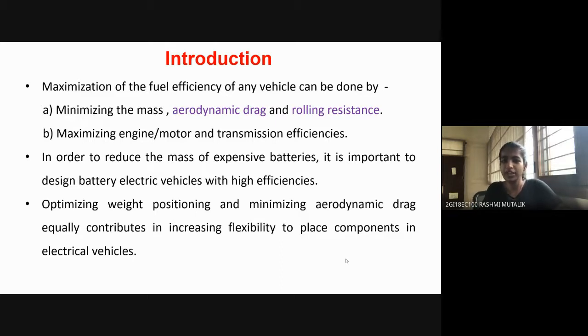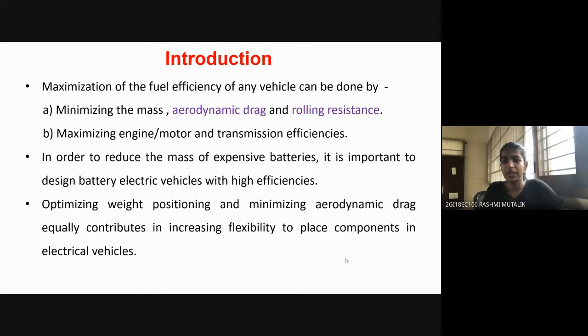The second point is that we can increase the fuel efficiency by maximizing the motor and the transmission efficiencies. We know that in an electric vehicle, the batteries are very expensive. And higher the mass of the battery, it becomes more expensive to design the electric vehicle. And hence, vehicles with higher efficiencies are preferred. The parameters, the aerodynamic drag and the weight positioning are also quite significant, which contribute to the flexibility of the positioning of the components in the electric vehicle.